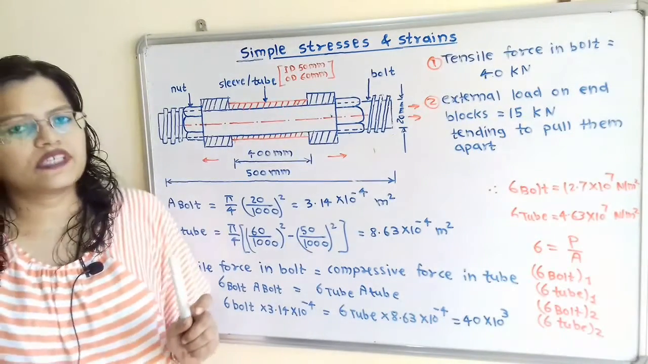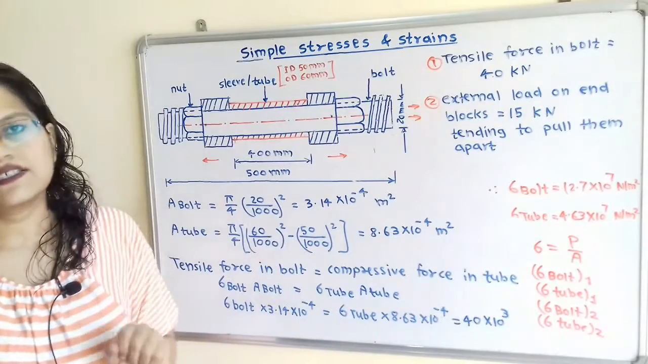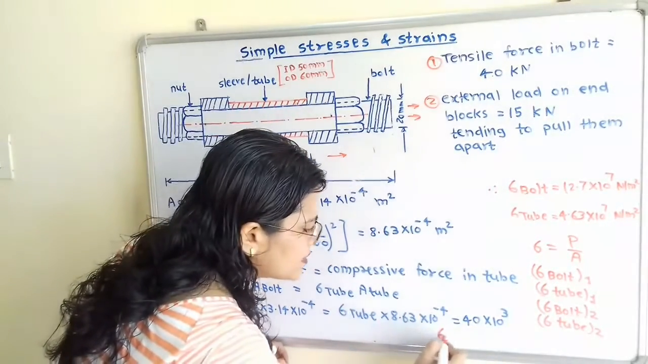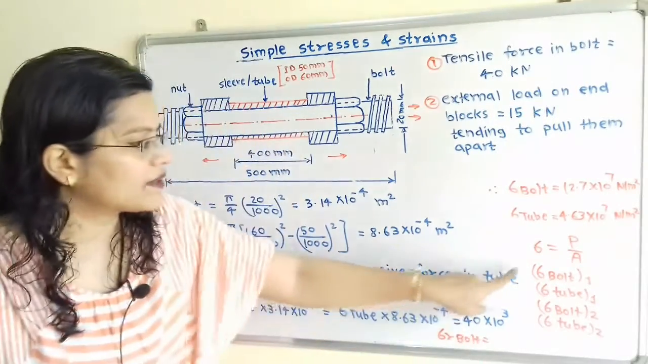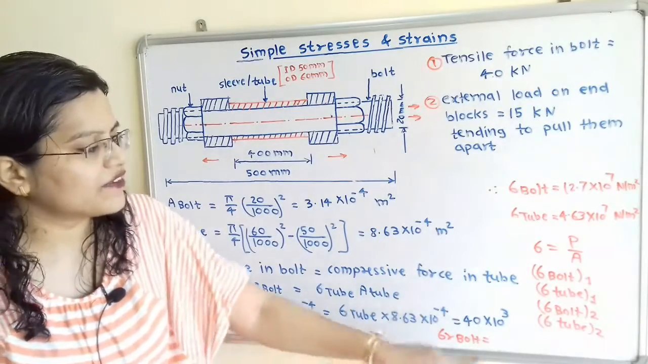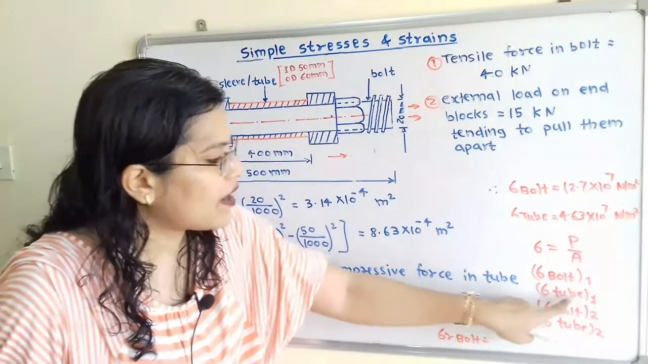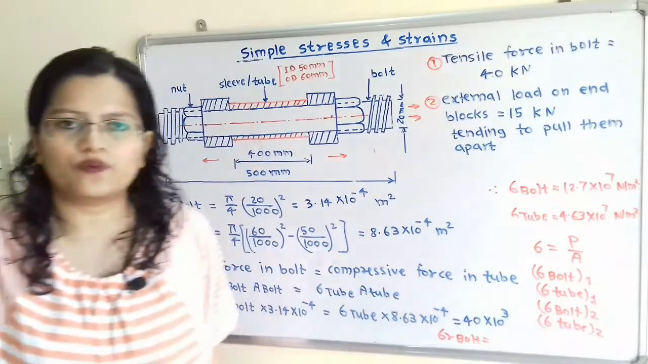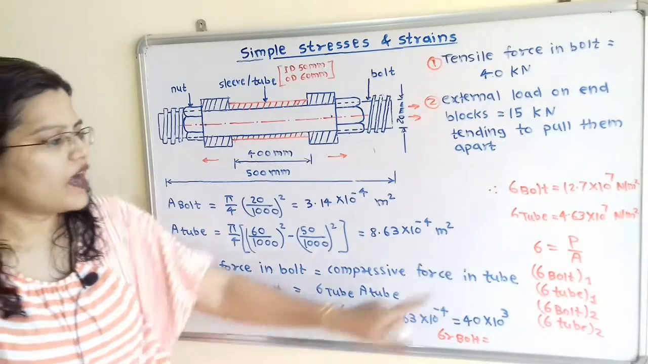Now to find out the resulting force, we have to first calculate the resulting stress. So how to calculate resulting stress? That is sigma R for bolt is equal to sigma bolt 1 plus sigma bolt 2, and resulting stress in the tube is equal to sigma R tube is equal to sigma tube 1 plus sigma tube 2. So these four parameters we have to calculate first. So how to calculate this?